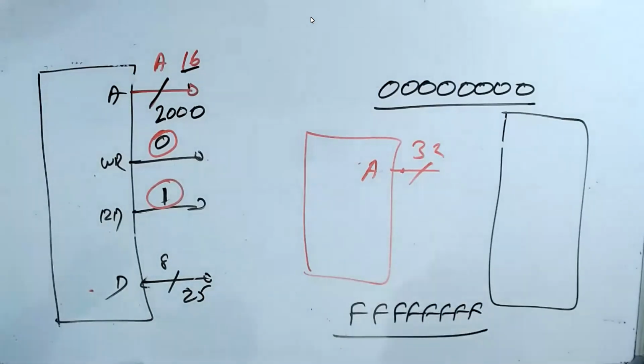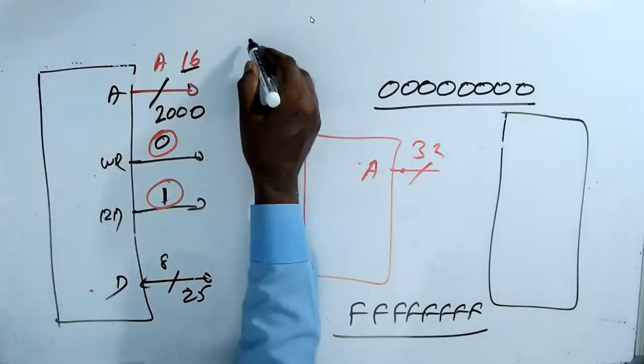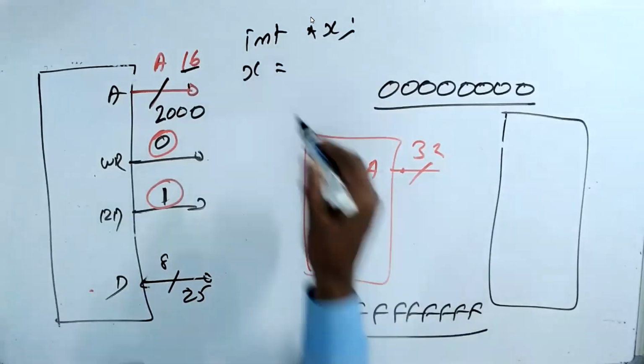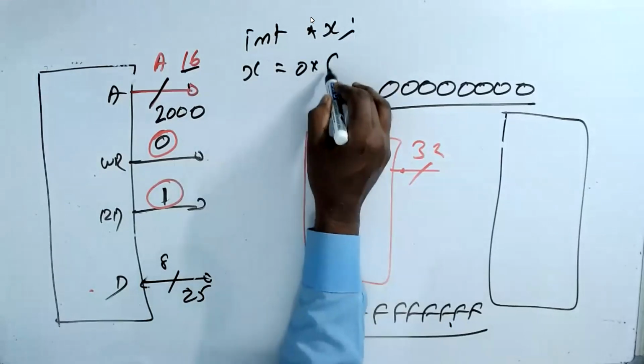You can write anywhere as you wish. You have a right. You define the program int *x. x is equal to, right here, 0xFF.